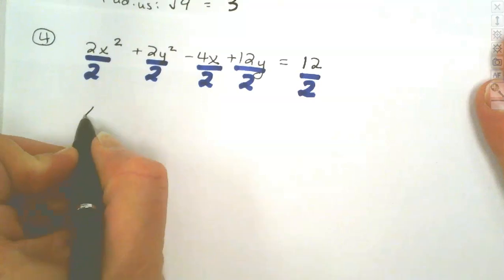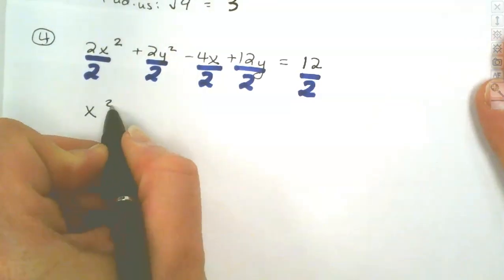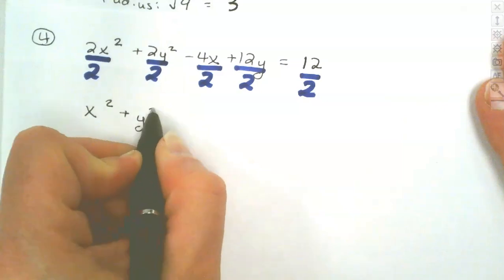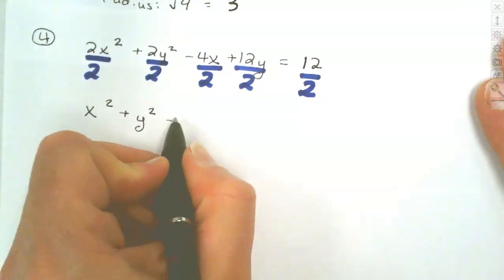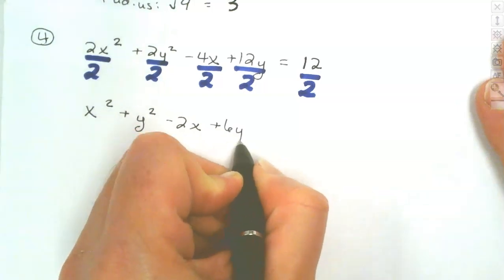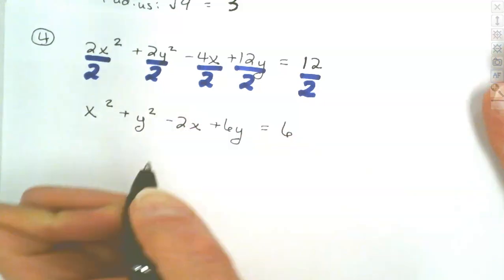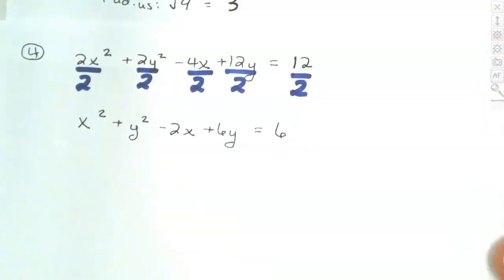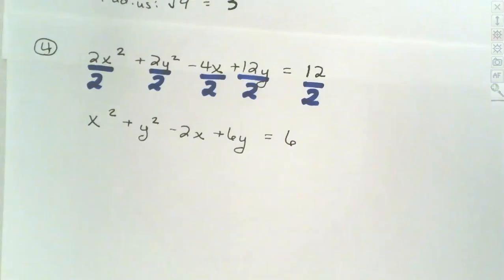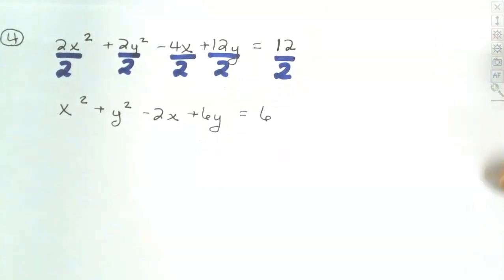Now we are left with something that we can work with. So now we're left with x squared plus y squared minus 2x plus 6y, and 12 divided by 2 is that 6. So that's where we're at so far.